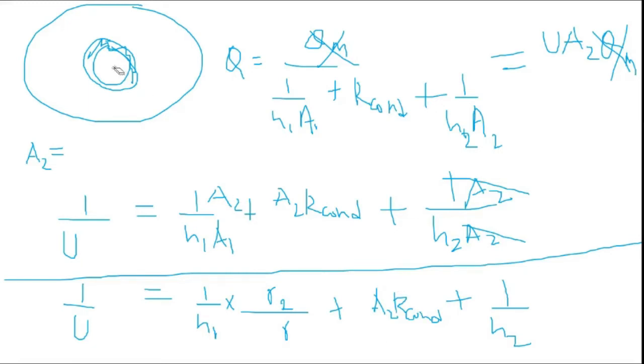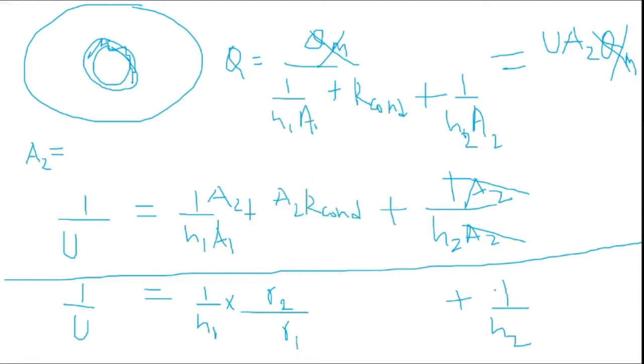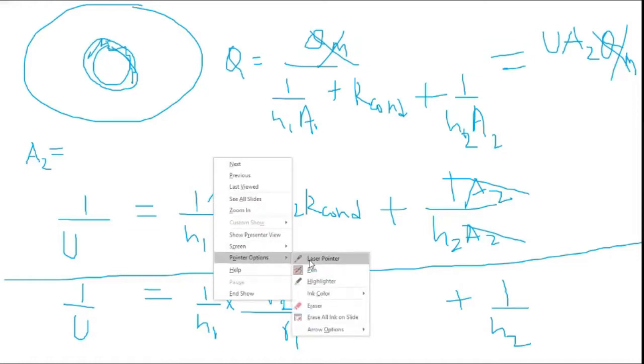Now say that this pipe material is highly conductive in nature, which it will be. So if the pipe material is highly conductive, we can neglect the resistance which occurs due to the pipe material. We can neglect this particular resistance value. R conduction will be gone. So we can say that 1 by U will be equal to 1 by H1 multiplied by R2 by R1, I'll just write R1 over there, plus 1 by H2. This will be the overall heat transfer coefficient value. Any doubt in this part? No, sir.